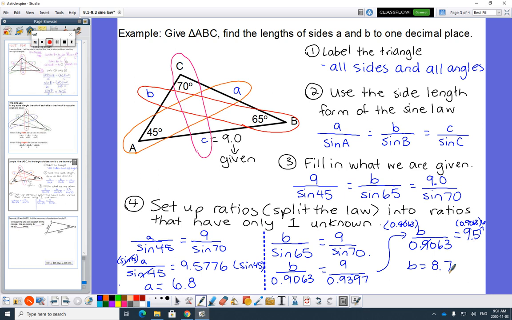So here I did sine 65 and I had to round. That's fine. I did not sine 70. I had to round. That's fine. 9 divided by this should give you the same thing over here, but then you can check your math and see if it did. Sure did. Then the sine 65, or 0.9063, was in the bottom, so I had to multiply. Unfortunately, I had to squish, sorry, so it's multiply over here, and you should get 8.7.